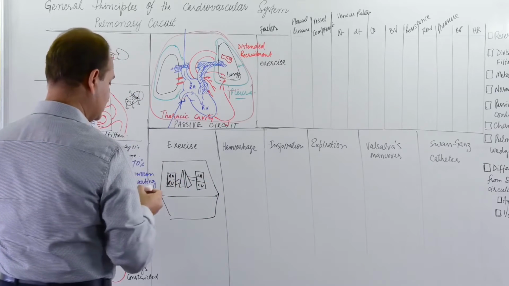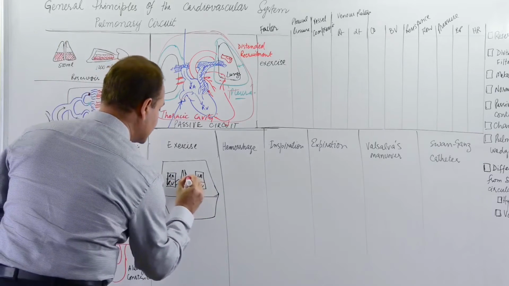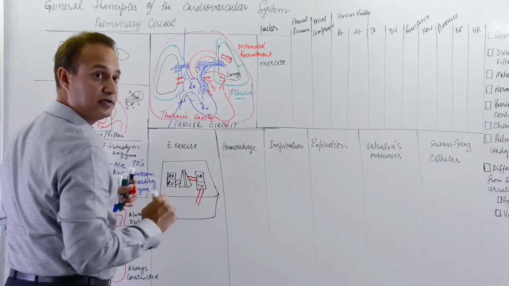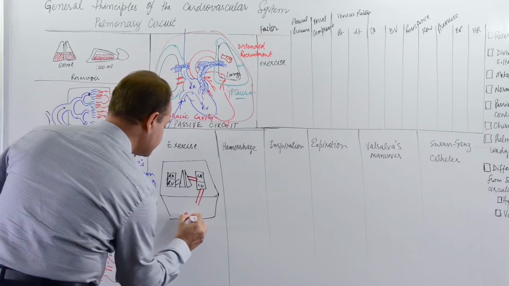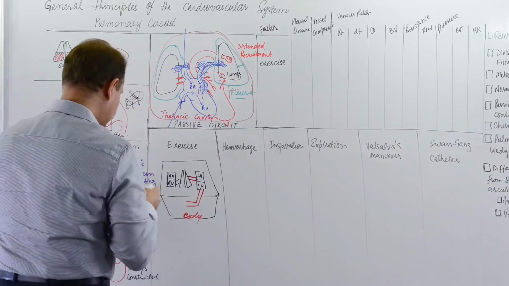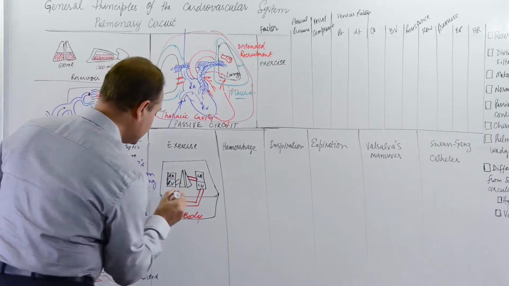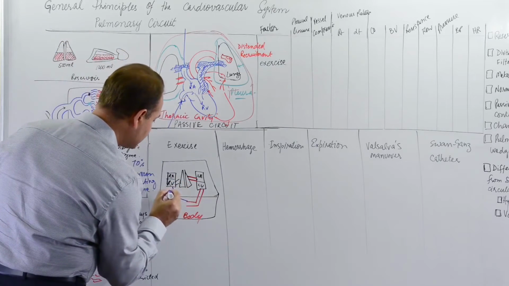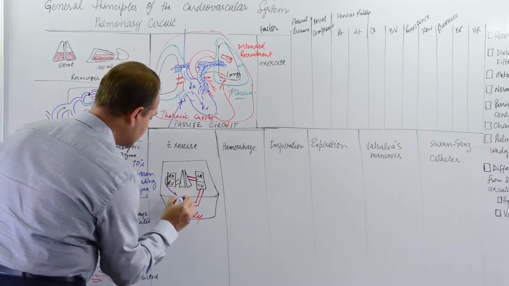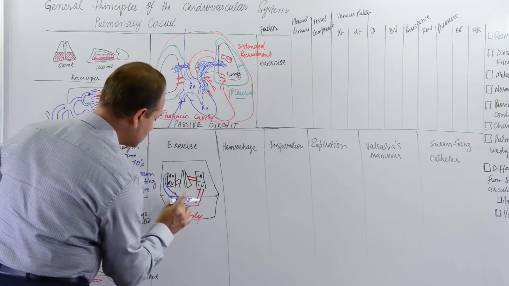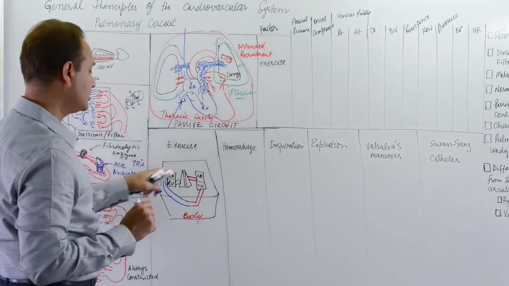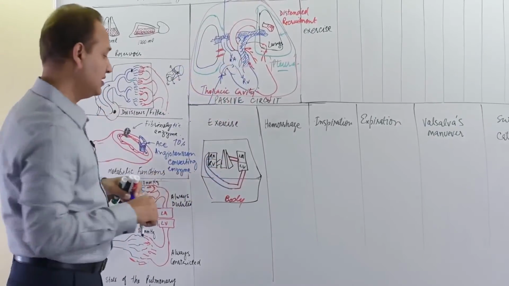From the left ventricle, the red ones are oxygenated blood, blood goes out to the body. From here, the venous blood, after the capillaries have been encountered, would go back to the right heart. So this is the channel, this is the series circuit.